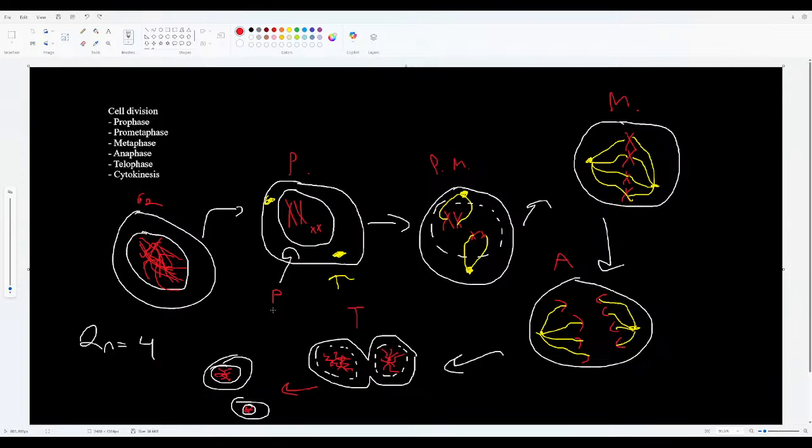Any questions? Obviously, no, because you can't talk to me through the screen. But in any case, these are the steps of mitosis, right?